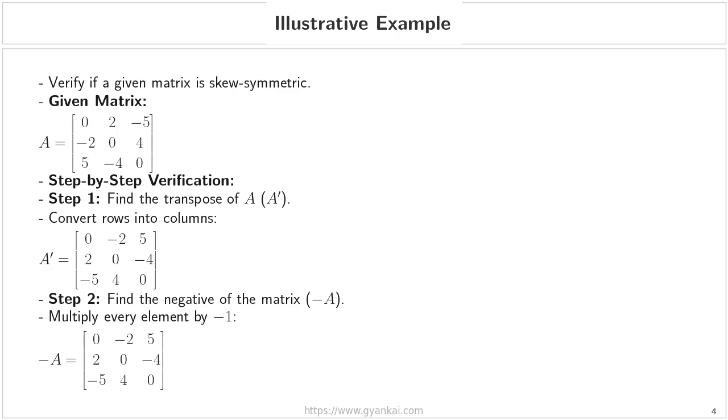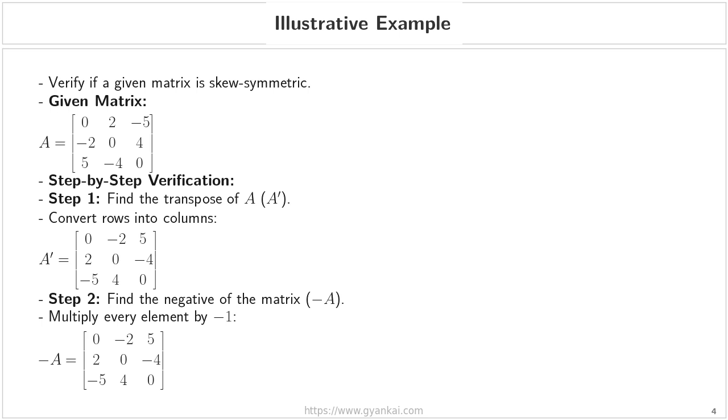Step 2 is to find the negative of the original matrix, denoted as negative A. To do this, we multiply every individual element of matrix A by -1, which essentially means we reverse the sign of every non-zero element. 0 remains 0, 2 becomes -2, and -5 becomes +5. Following this process for the entire matrix, we obtain a result where the first row is 0, -2, and 5.